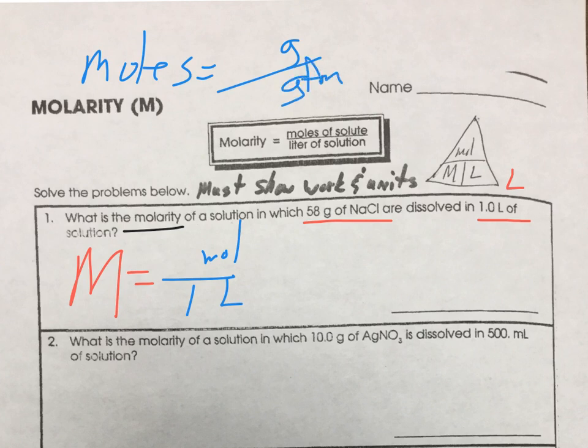So what did they give you for grams? 58 grams, okay? And they also gave you a chemical, right? What's the chemical that they gave you? NaCl. And so when you get the molar mass, you're going to use that periodic table to get the weights. What's my weight for sodium? 23. 23, very good.